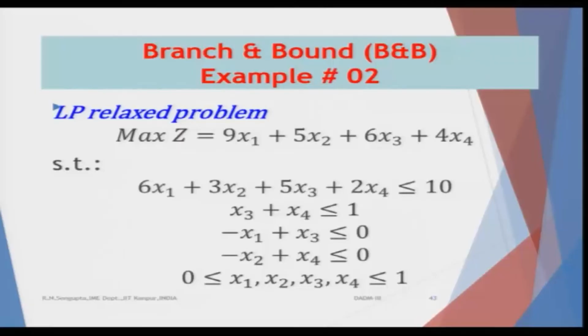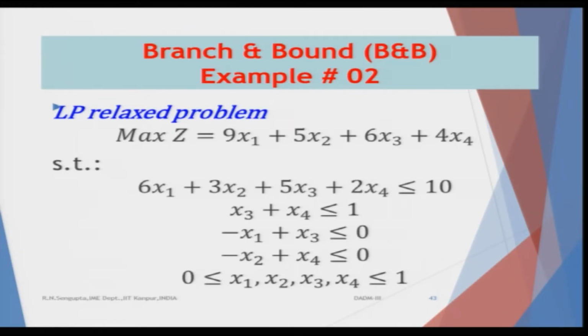So, the LP relaxed problem formulation is the same: maximize 9x1 plus 5x2 plus 6x3 plus 4x4 as the objective function. The constraints remain the same, which is 6x1 plus 3x2 plus 5x3 plus 2x4 is less than or equal to 10, which is the first one.